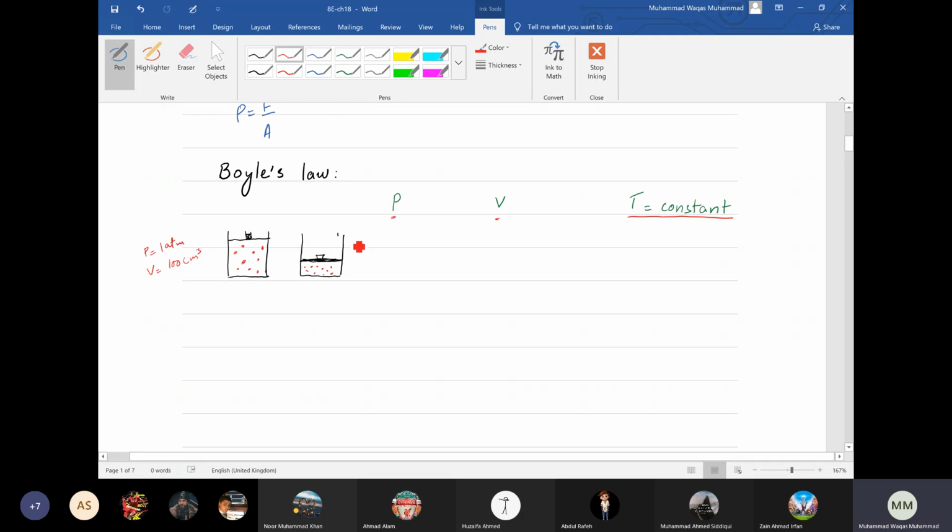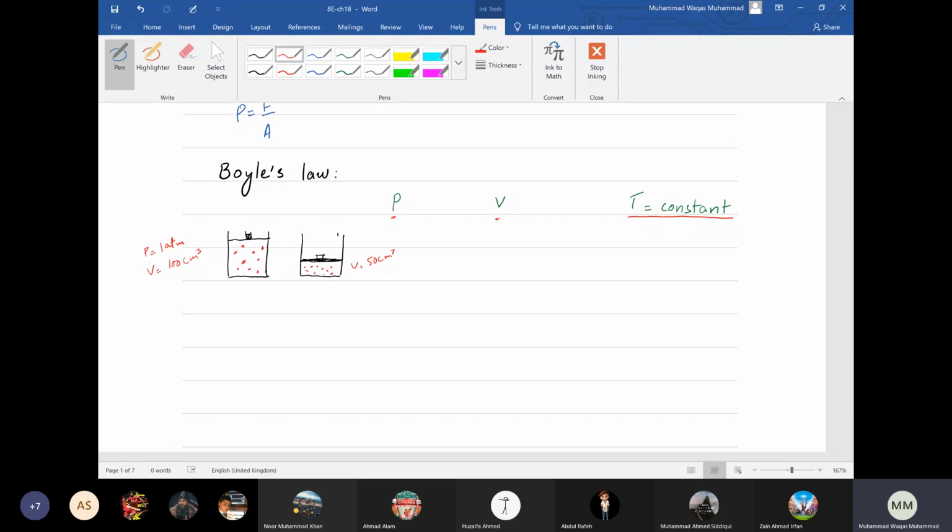Now, beta, I just push the piston down until the volume of the gas is now 50 cubic centimeter. So basically now the volume has halved. Now, beta, I think everyone could easily appreciate that if we decrease the volume of the gas, the pressure of the gas increases, right or wrong? Right, sir.